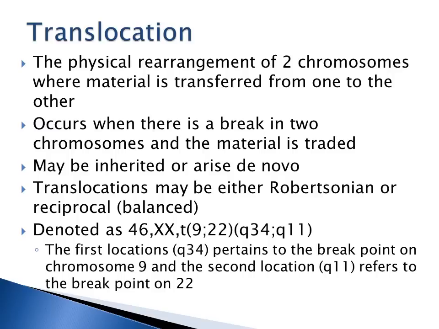So this written form is 46,XX,t for translocation, (9;22)(q34;q11). So the first location, q34, pertains to the break point on chromosome 9, and the second location, q11, refers to the break point on chromosome 22.